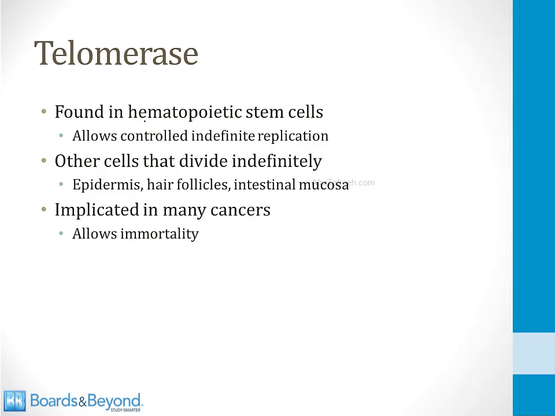So for example, in hematopoietic stem cells, the telomerase enzyme is present and it allows for controlled indefinite replication. You can also find higher levels of the telomerase enzyme in cells that divide indefinitely for other reasons, like cells of the epidermis, hair follicles, or certain cells in the intestinal mucosa. In addition, the telomerase enzyme is implicated and may play a role in many cancers. This allows the cancer cells to become immortal, and in fact, there is research underway to try and inhibit telomerase enzymes in order to treat certain cancers.